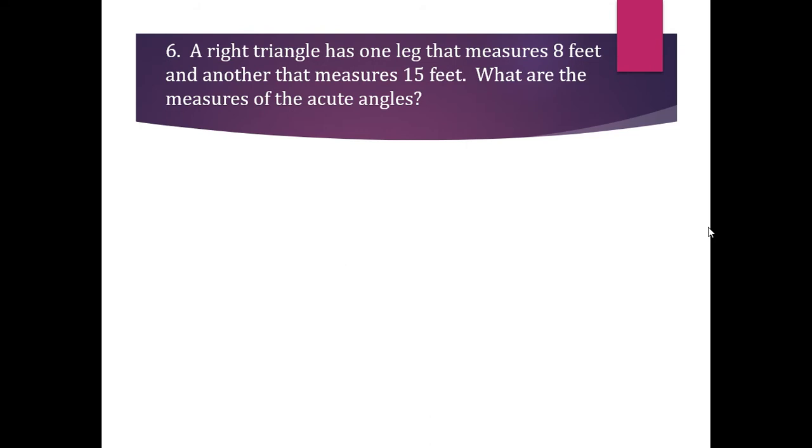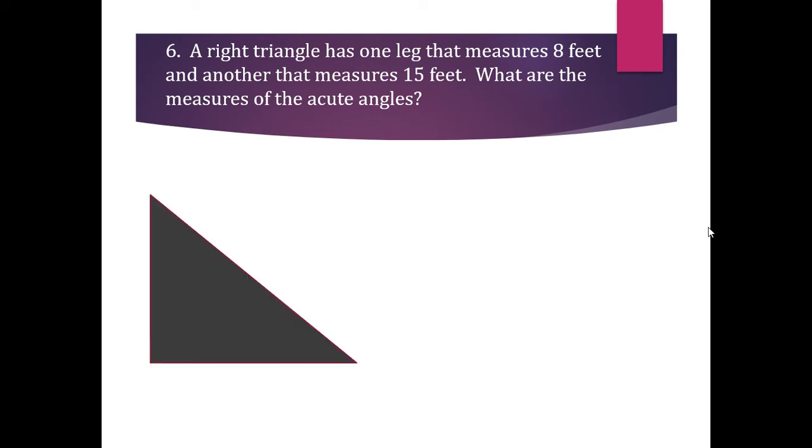Number 6. A right triangle has one leg that measures 8 feet and another that measures 15 feet. What are the measures of the acute angles? So here we have a right triangle. In this case, we are going to be looking for two answers. They gave us a leg is 8 feet, the other is 15 feet, but they want the acute angles. So that means we are looking for two angles that are left over in the right triangle, which is this symbol up here, we call that alpha. That's a Greek letter. And then we've been dealing with theta already.